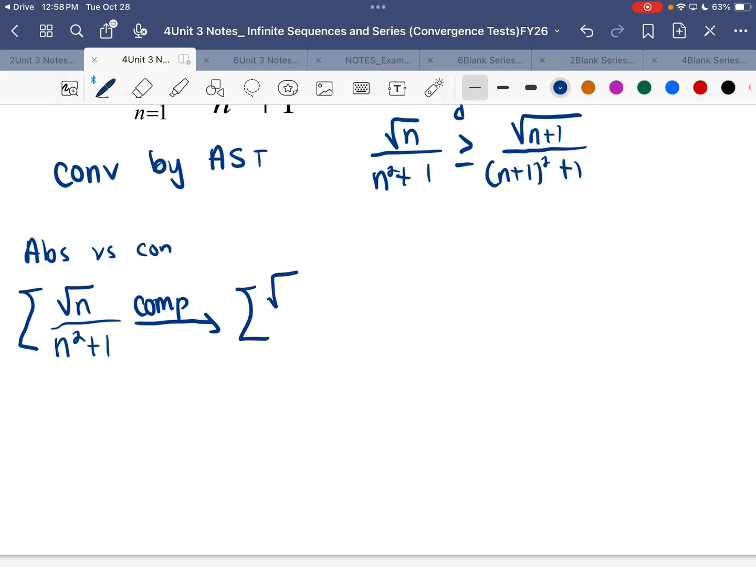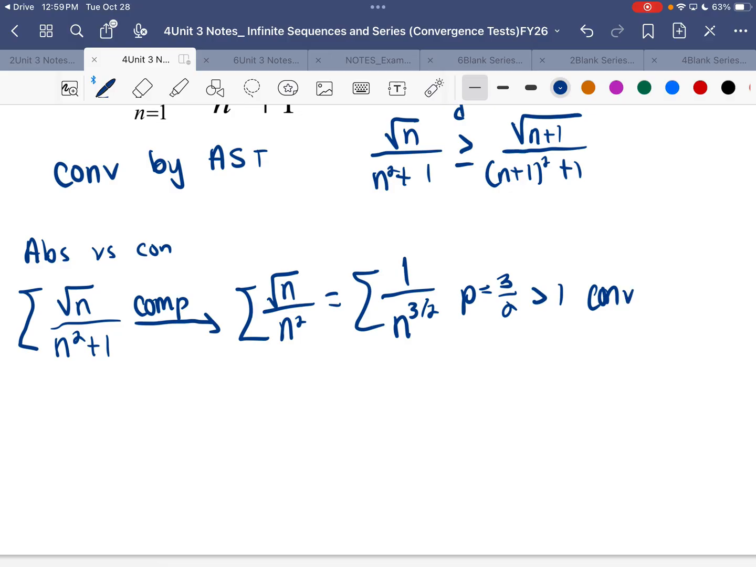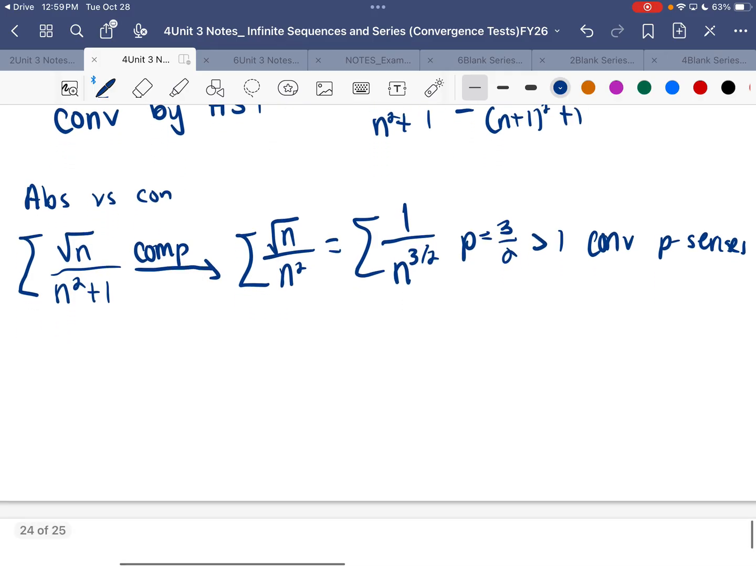The thing I'm comparing it with is going to be square root of n over n squared, which simplifies to n to the 1/2 over n squared. So there's going to be 1 over n to the 3/2. P is 3 over 2, so it's a converging P series. We can't just say this is now absolutely converging. You have to finish the comparison test.